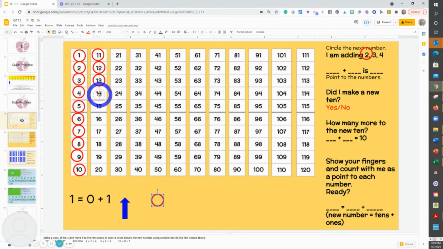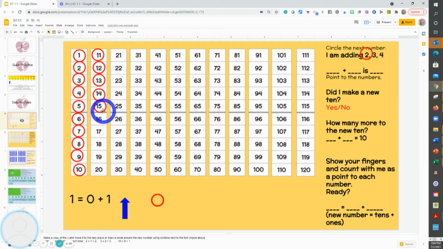Count with me, 14, 15. Okay, so we have 13 plus 2 more equals 15. Boys and girls, what's today's new number? 15. Boys and girls, did we make a new 10? Think about it. Class? No. Boys and girls, how many more do we need to make a new 10? Think about it. Class, and they should all show with their fingers, 5. You're right, because 5 and 5 make a 10.